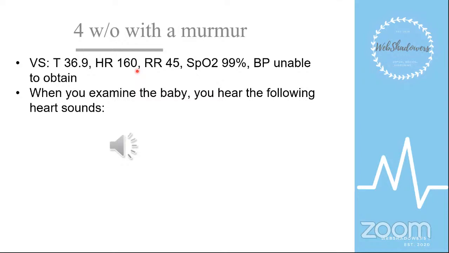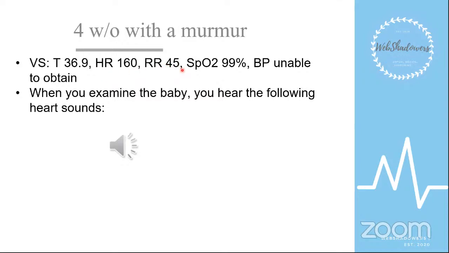And part of the reason with that is that babies' hearts are smaller and they don't squeeze as well. And so to make up for it, they have to beat faster and beat more often to maintain normal cardiac output. Now, I will say a rate of 160 for a 4-week-old baby is a little on the faster side. So I would be a little concerned with this number.